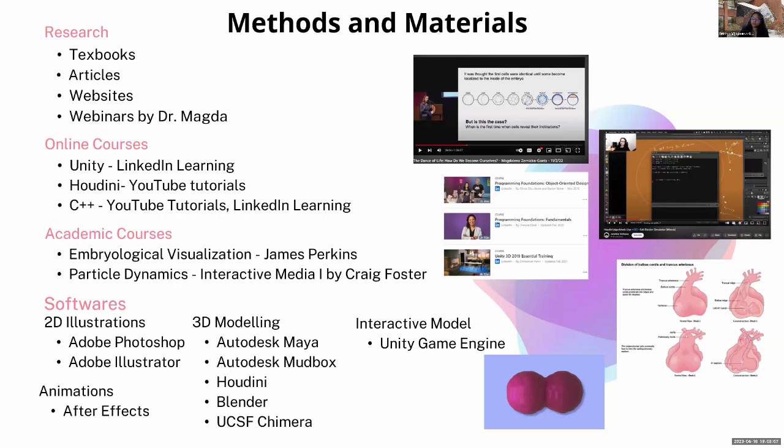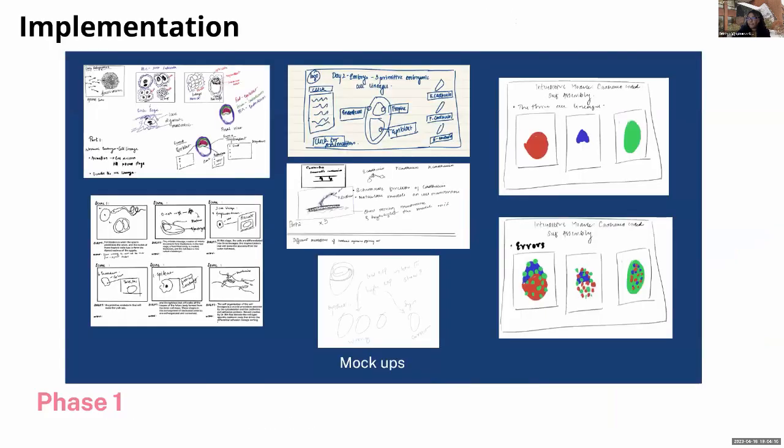The softwares that I used for my project are Adobe Photoshop and Adobe Illustrator for the 2D illustrations. 3D modeling was done mostly in Houdini and Blender and then were cleaned up in Maya and Mudbox. The protein models were taken from PDB and cleaned up in Chimera. The interactive model was entirely built in Unity game engine, and After Effects was used for animation.